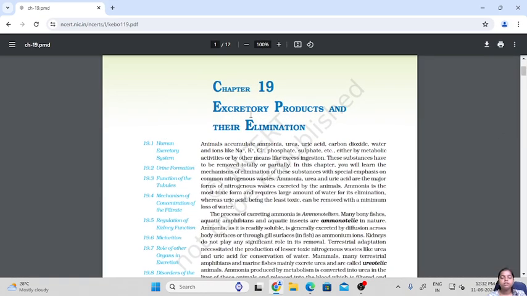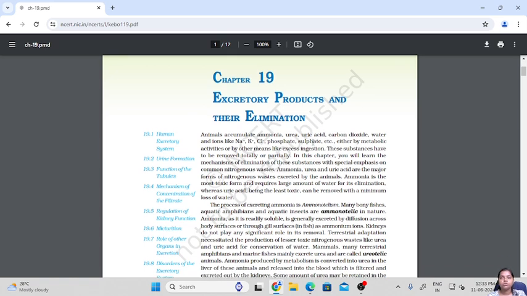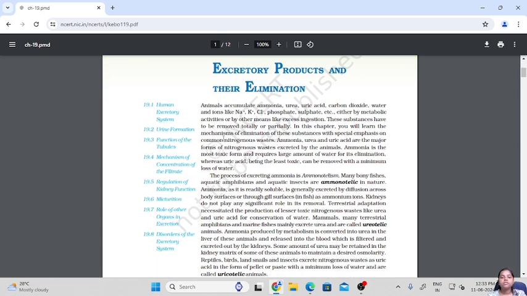So this is chapter number 19, the name of the chapter is excretory products and their elimination. By looking at the name only we can conclude that it is related to the excretory products and their elimination. Okay, so some animals accumulate ammonia, urea, uric acid, carbon dioxide, water and some other ions that include sodium, potassium, chloride, phosphate and sulfate ions. Okay, so how do they accumulate, either by metabolic activities or by means of excess ingestion.